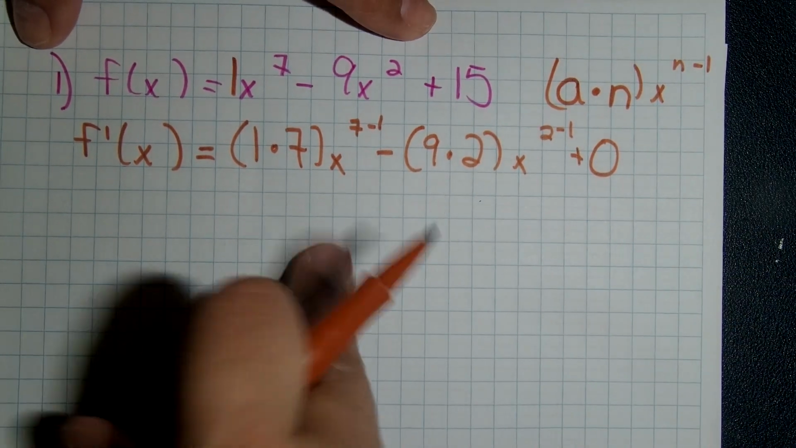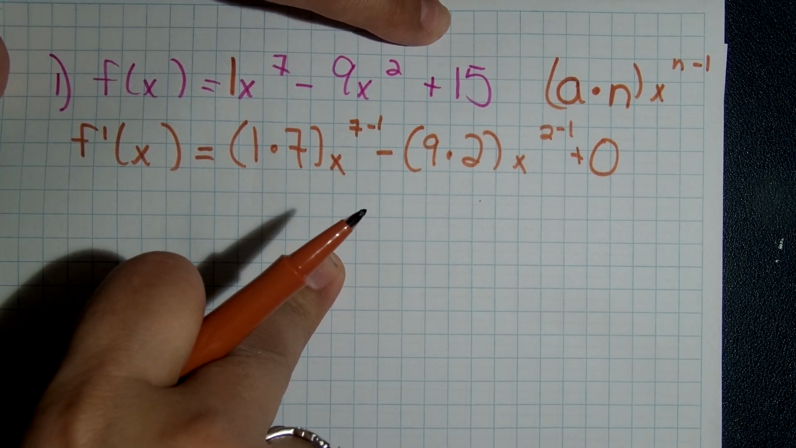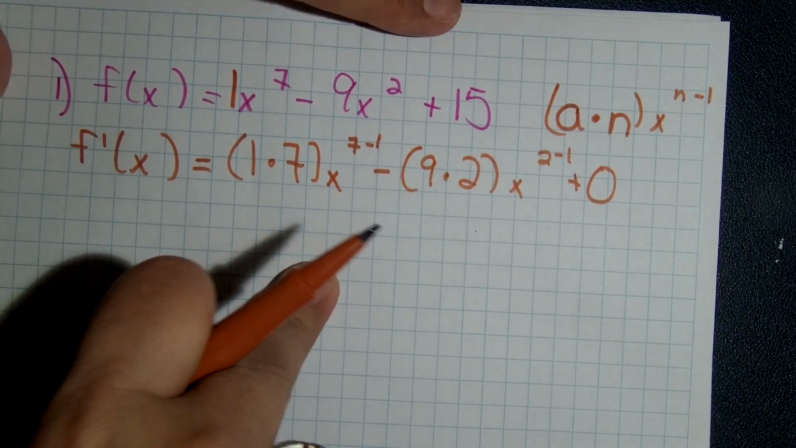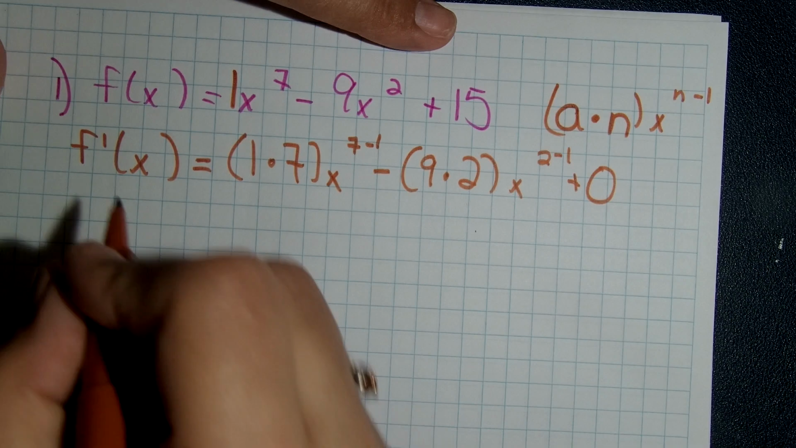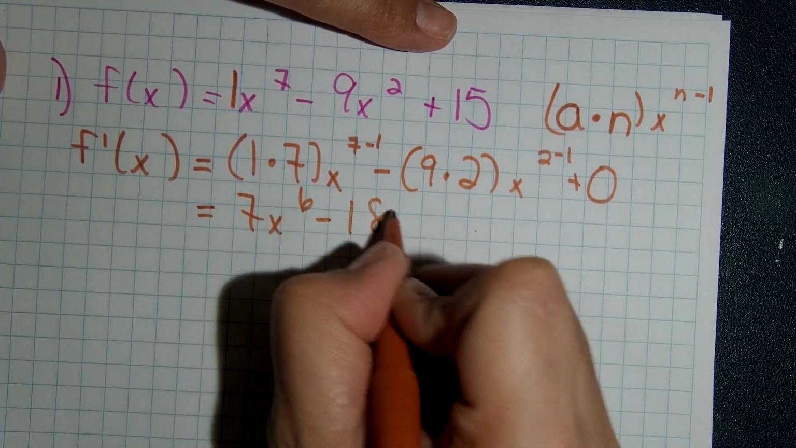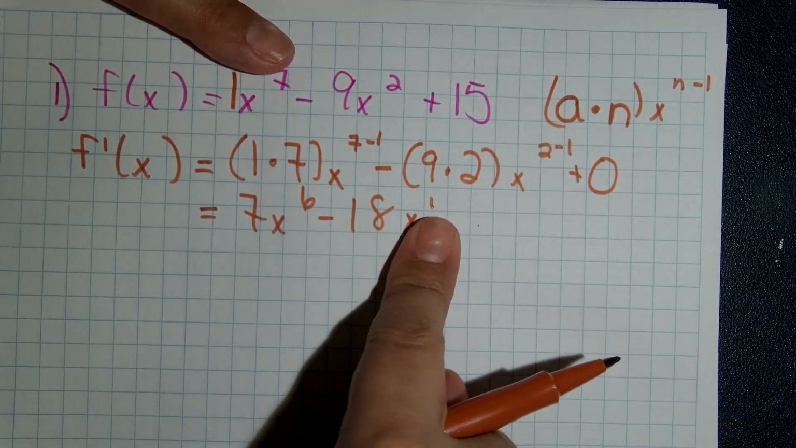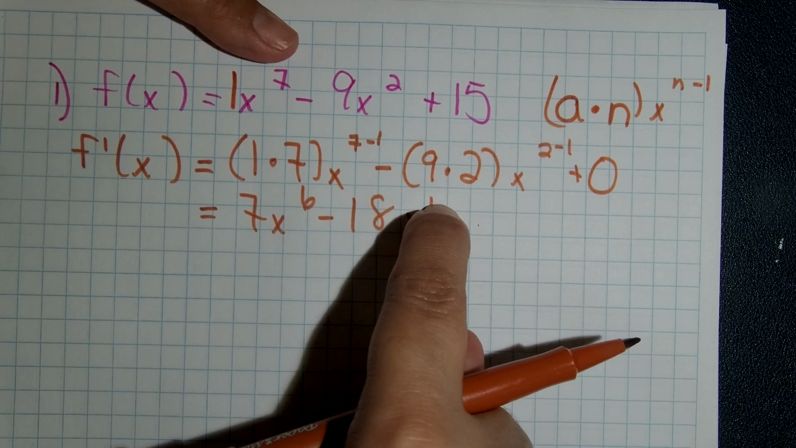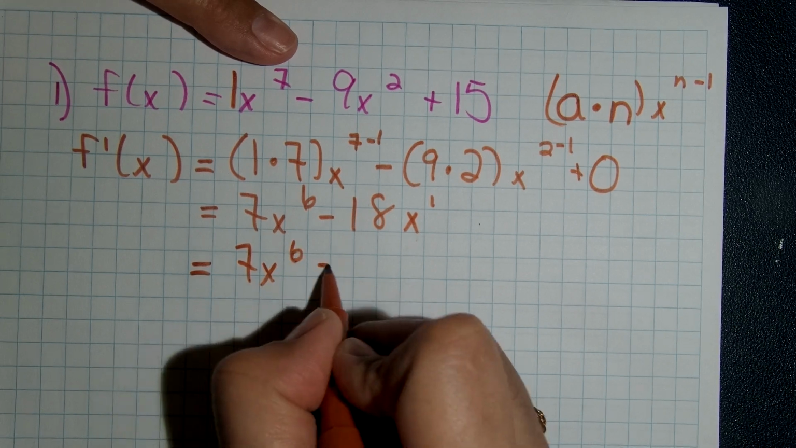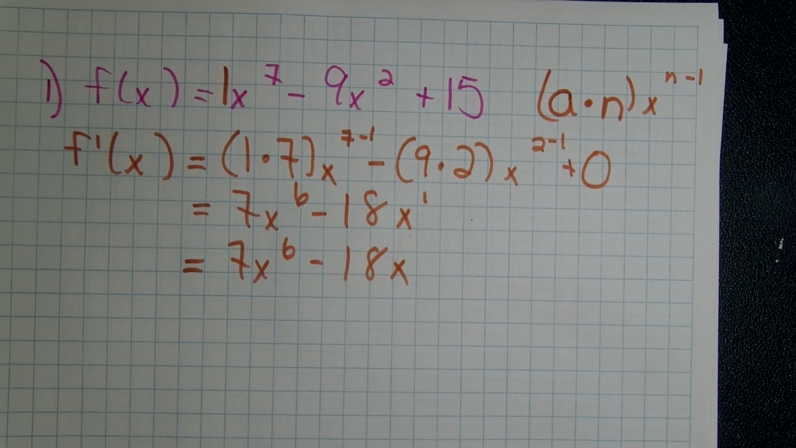You cannot leave your problem like this. Simplify it as much as possible. If there are fractions, keep the fractions unless they can be simplified. No decimals, okay? All right, so this will give me 7x to the 6 minus 18x to the first. You do not need the 1, okay? Right now, I will not take off points for you writing the 1, but eventually I will, because that is not proper mathematical notation.